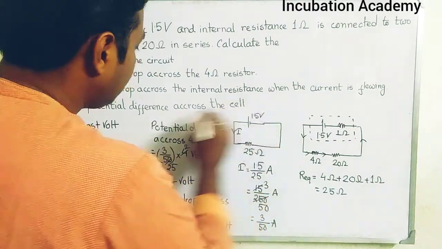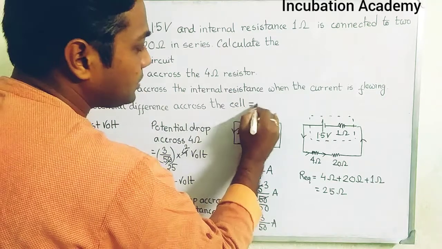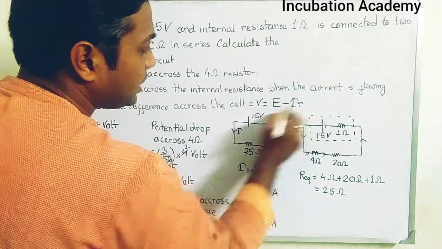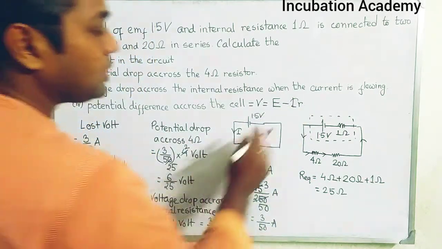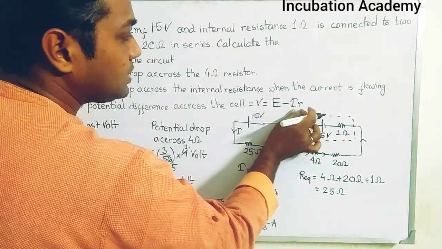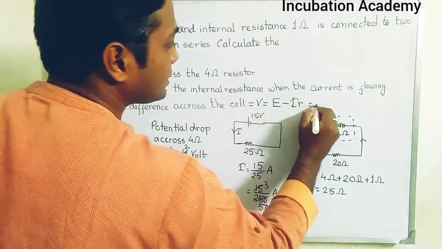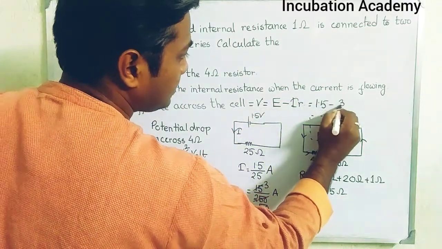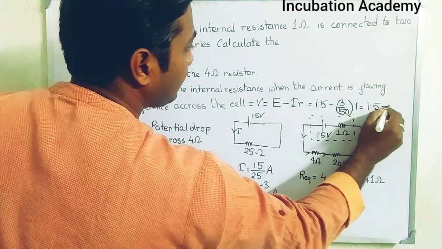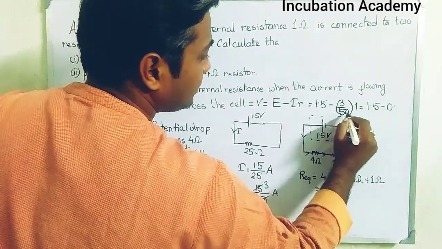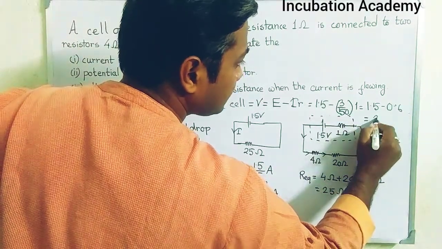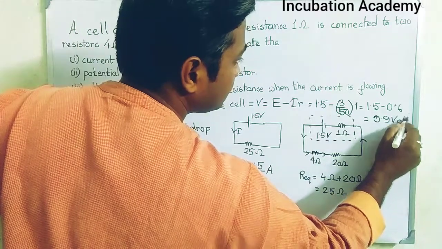We can understand that the potential difference across the cell, if we denote it by V, then E is the EMF of the cell, and current into internal resistance is the lost volt. So V equals E minus Ir, EMF of the cell minus the lost volt, because this amount of voltage is not available in the circuit. So this is 1.5, the current is 3 by 50, internal resistance is 1, so it is 1.5 minus 3 by 50, that is 6 by 100, so 0.6, so it will be 0.9 volt. Thank you all of you.